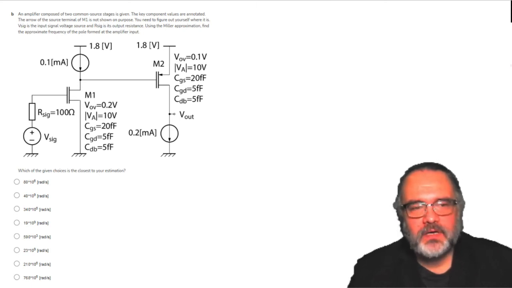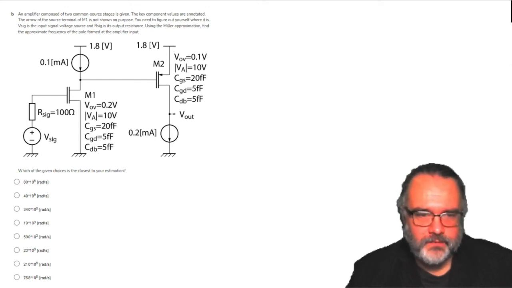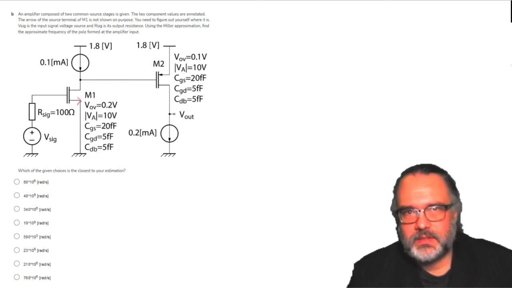An amplifier composed of two common source stages is given. The key component values are annotated. The arrow of the source terminal of M1 is not shown on purpose. You need to figure out where it is yourself. So it is here. The explanation why it is here you can find in my previous videos.